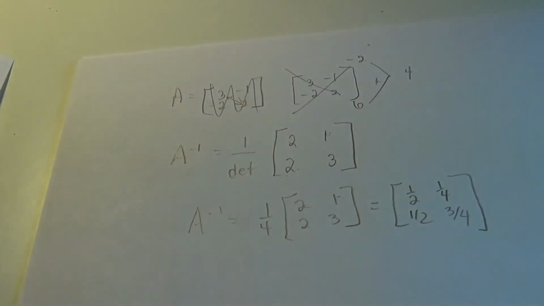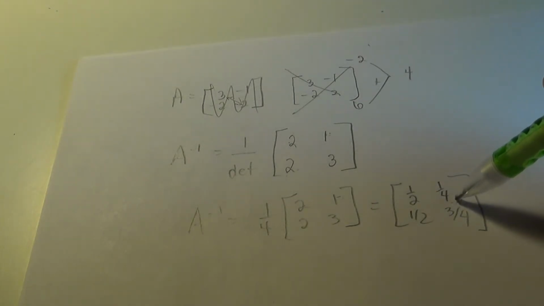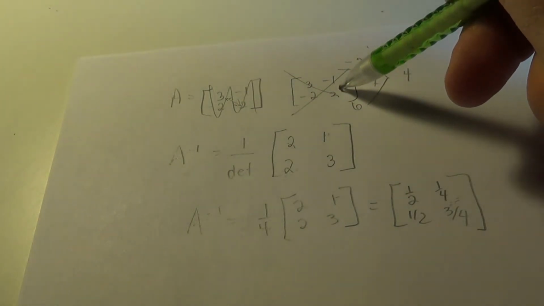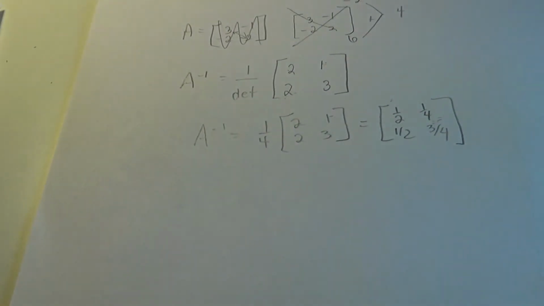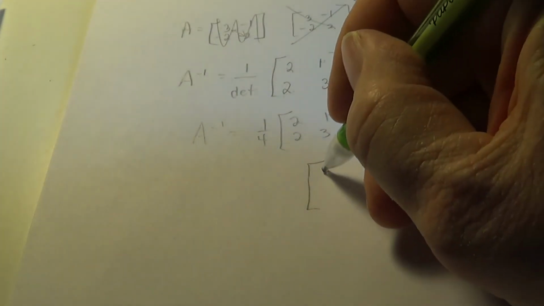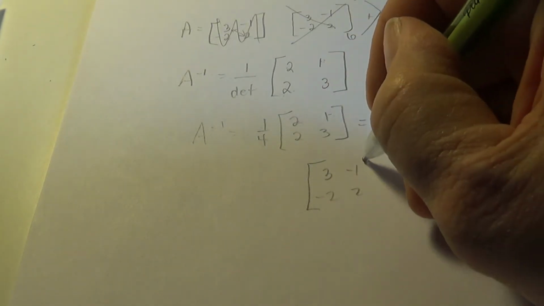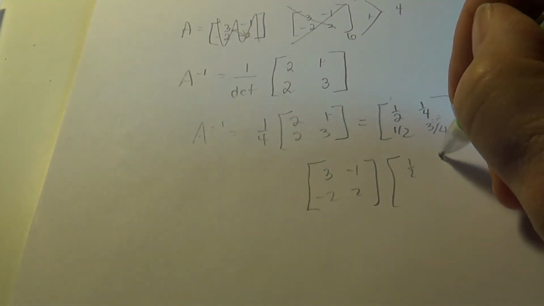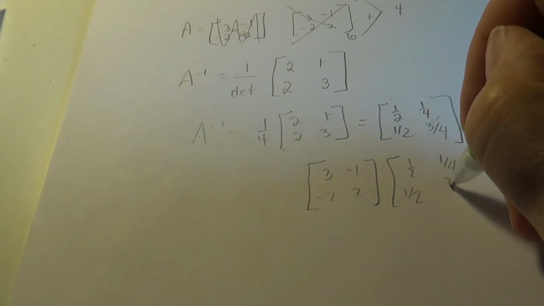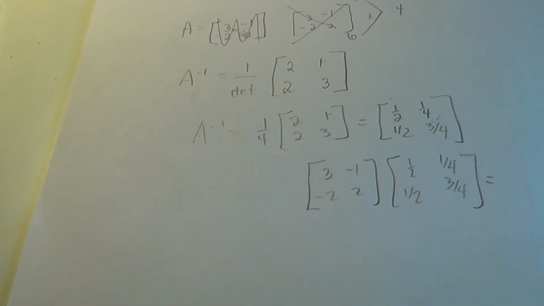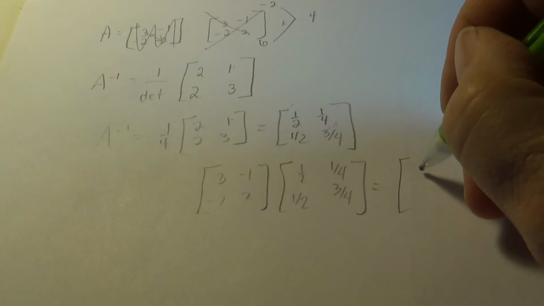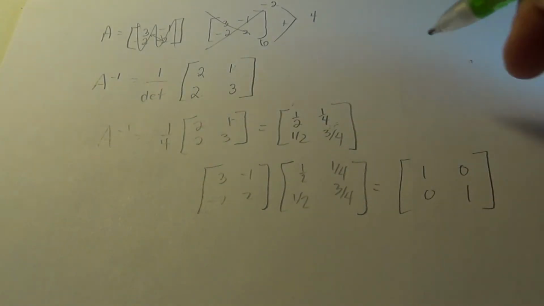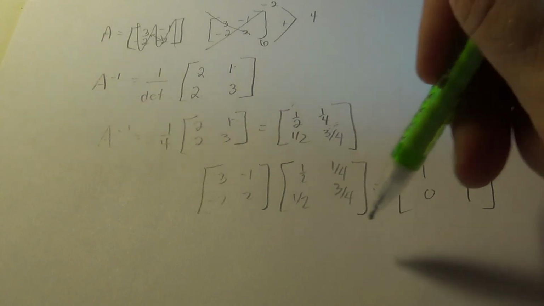So, believe it or not, this is the multiplicative inverse, the inverse matrix of this original one that we started with. If you multiplied this times this the way you have been shown, 3, minus 1, minus 2, 2, times what we claim to be the inverse matrix, we should get the identity. And the identity for a 2 by 2 looks like this.